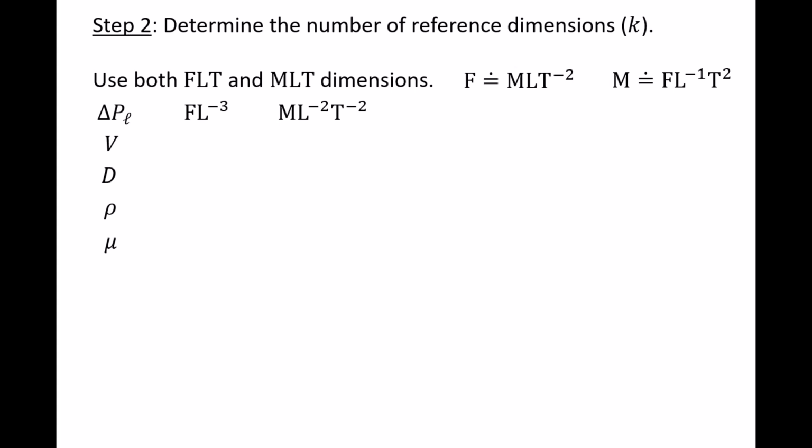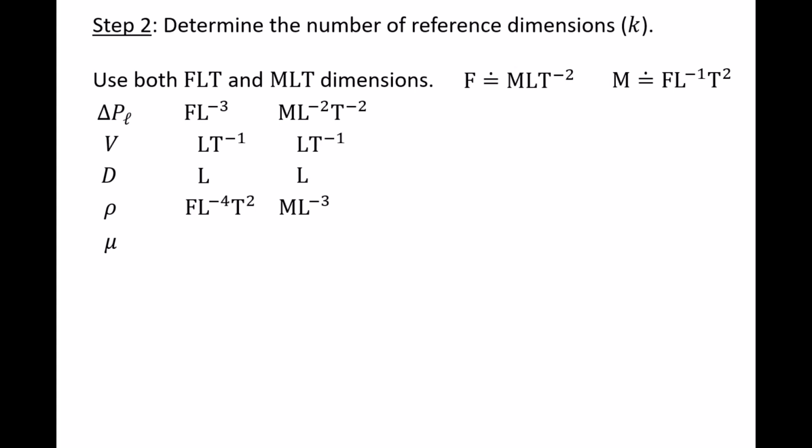Sometimes variables have the same dimensions in both the FLT and MLT systems. The flow speed v has dimensions of length per time in both systems, and pipe diameter d has dimensions of length in both systems. The density ρ is usually expressed as a mass per volume, such as kilograms per cubic meter. So in the MLT system, the dimensions of rho are mass per length cubed. In the FLT system, the dimensions of rho are force, length to the negative 4, time squared.